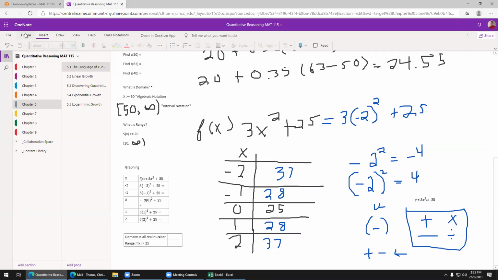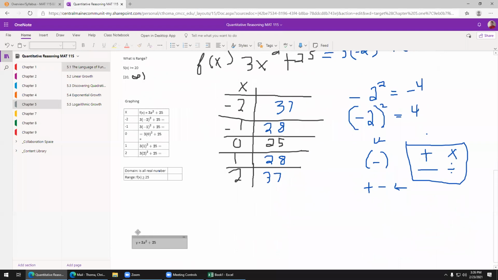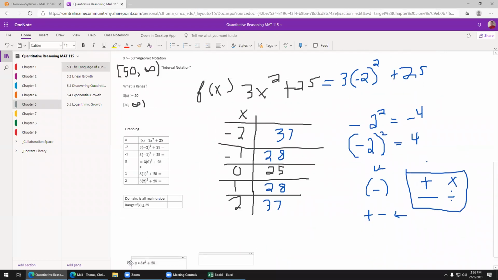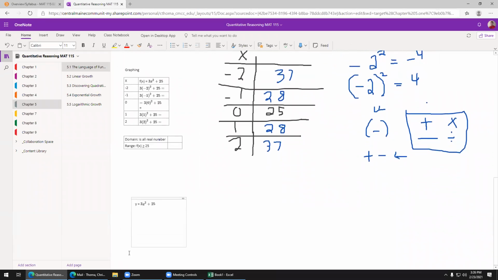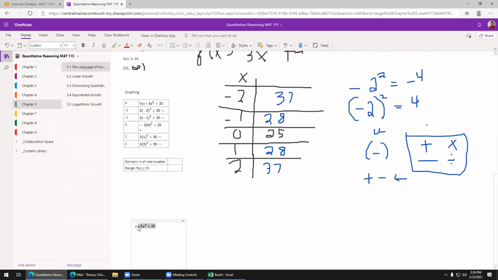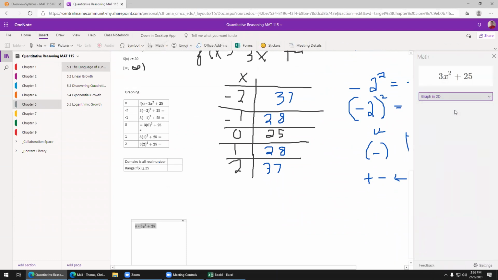Another way to see this, and I'm going to bring my box down here now, is by graphing it. In OneNote, it's got this cool function. If I highlight the thing, insert math, I can tell it to graph it. And there is what it looks like graphed. This function is what we call a parabola. It looks like a bowl. And you can see at 25 is my smallest value, and then it goes up forever. So my range is, my function is greater than or equal to 25.